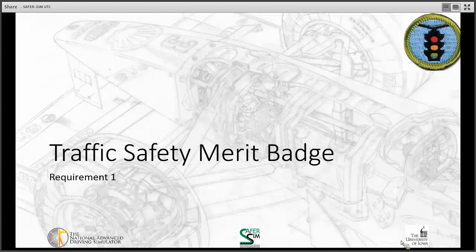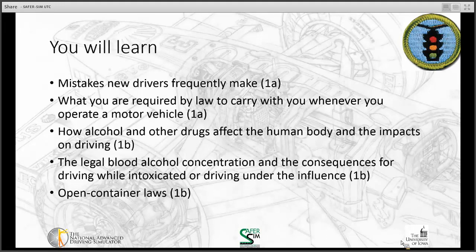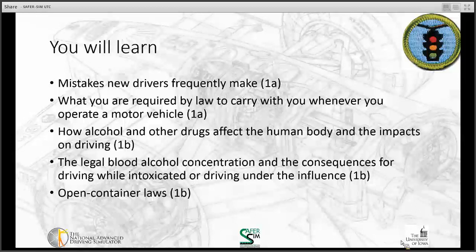So we're going to first start off with the first requirement for the traffic safety merit badge. During this session, you're going to learn mistakes that new drivers frequently make, what you are required by law to carry with you whenever you operate a motor vehicle, how alcohol and other drugs affect the human body and impacts on driving, what the legal blood concentration and consequences for driving while intoxicated or driving under the influence are, what the open container laws are.